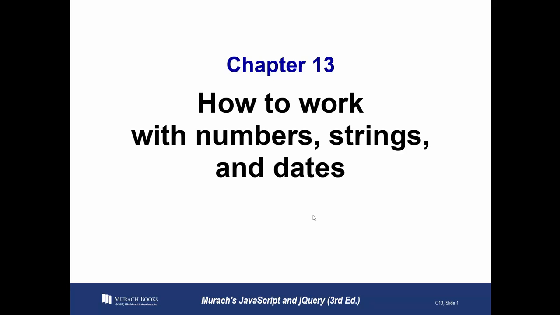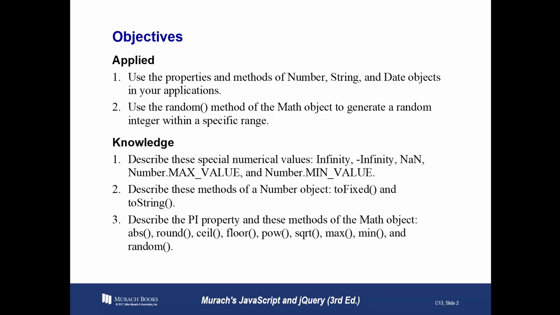I'm on Chapter 13 of 18, and as you can see, the chapter is entitled How to Work with Numbers, Strings, and Dates. We have 2 applied objectives and 7 knowledge objectives. Our applied objectives: we want to be able to use properties and methods of the number, string, and date objects or date classes in applications. Use the random method of the math object to generate a random number within a specific range.